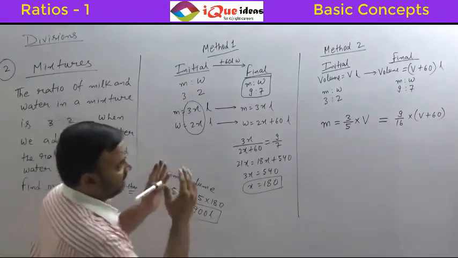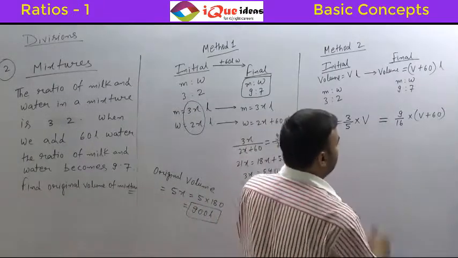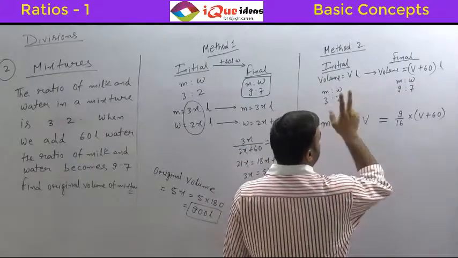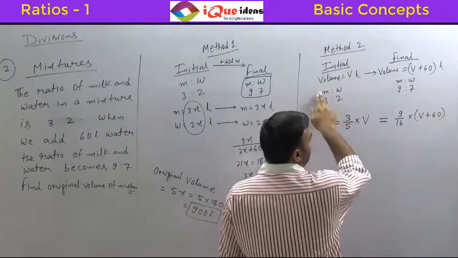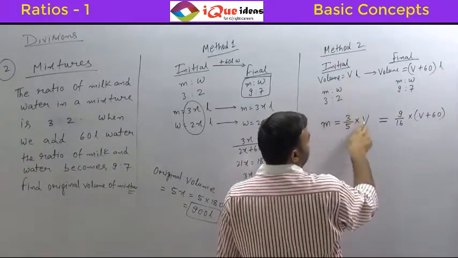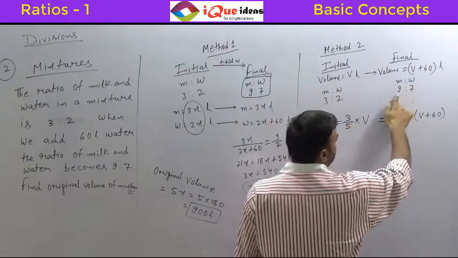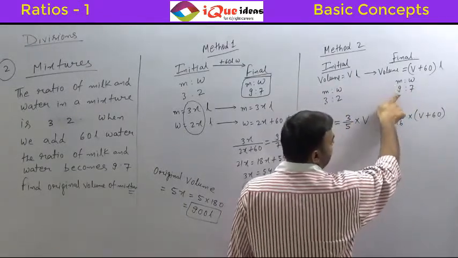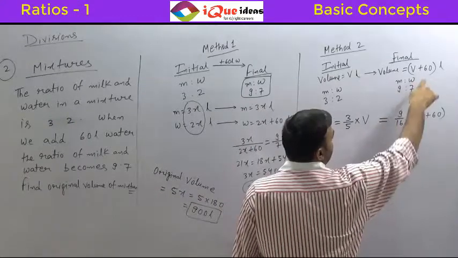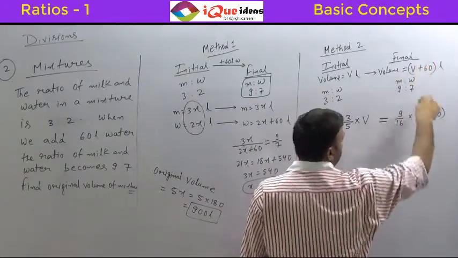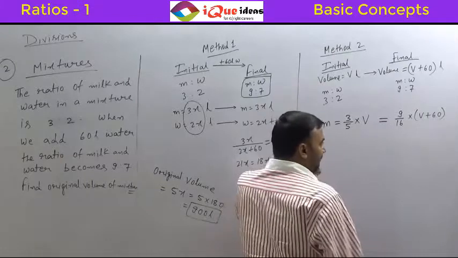So find the quantity of milk in the initial situation, and find the quantity of milk in the final situation from the ratio division method. So the ratio is 3:2. So the fraction of milk will be 3/5 into the total, that is V in this case. Here the ratio is 9:7. So the fraction of milk will be 9/16, 9 plus 7, 16, multiplied by the volume at that time, that is V plus 60. Now cross multiply and simplify.